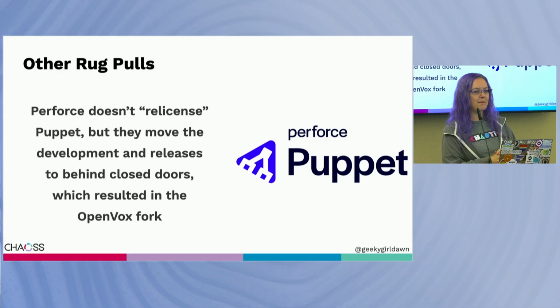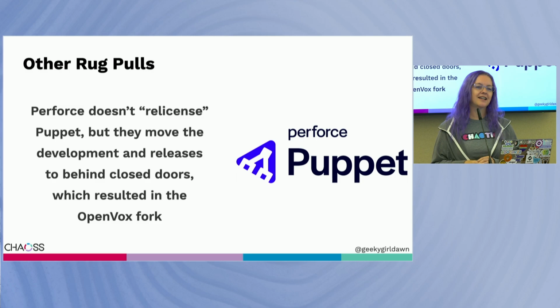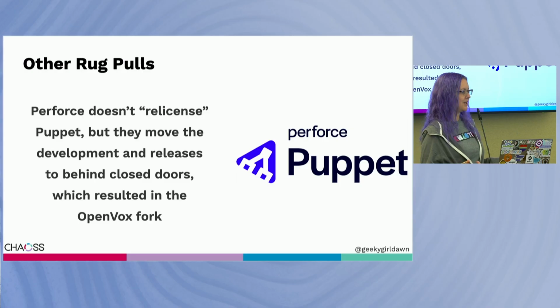Now, the Perforce Puppet rug pull is particularly interesting because it wasn't technically a relicense, but it effectively had the same result. So Perforce acquired Puppet back in 2022, and they announced on November 7th, 2024, that it was going to move binaries and packages developed by the team into a private location, which of course they claim is for security and stability reasons. Whatever.